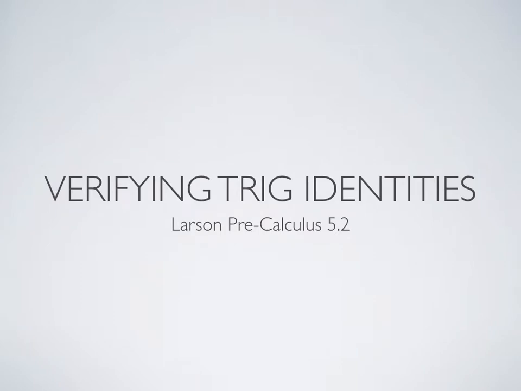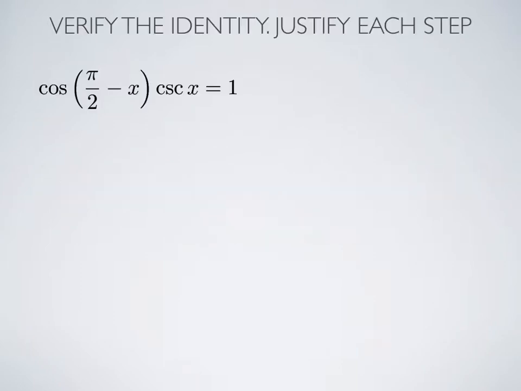Verifying trig identities. The identity we're asked to verify is the cosine of pi over 2 minus x times the cosecant of x equals 1. So that piece of information was given.